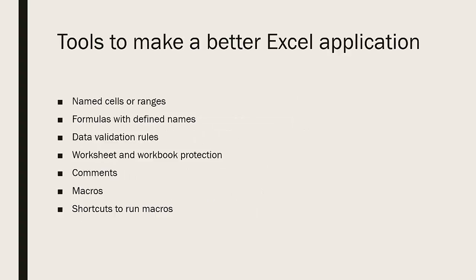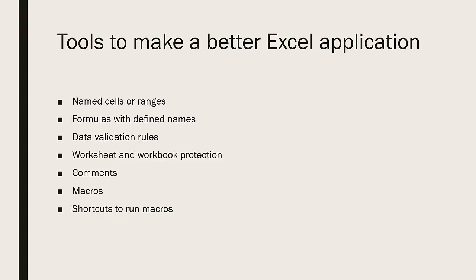There are tools that are available to help make a better Excel spreadsheet. Some of the things you may want to consider using: named cells or ranges, formulas that use those defined names that you've created, data validation rules to help prevent data entry errors, worksheet and workbook protection to prevent unintended changes to formulas, and other worksheets where you store your data, perhaps the data storage area worksheet.